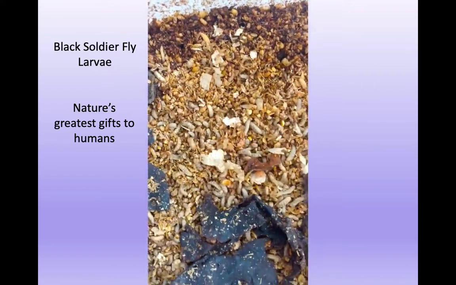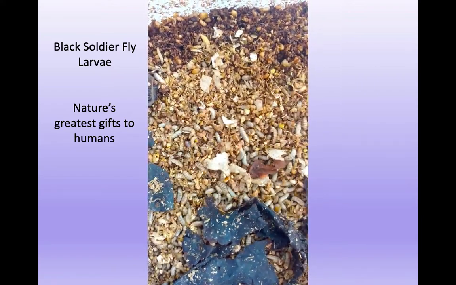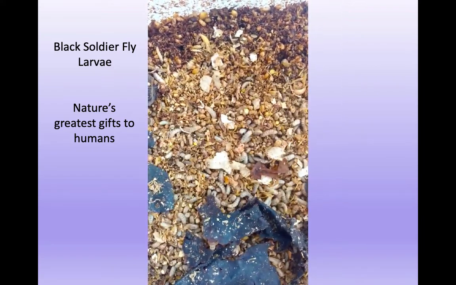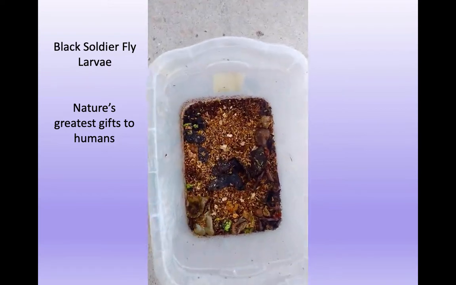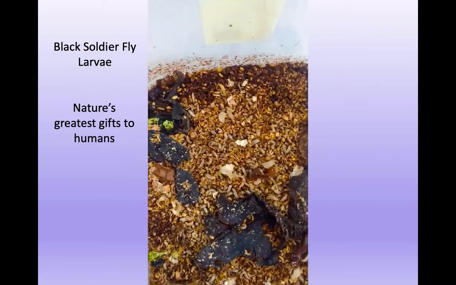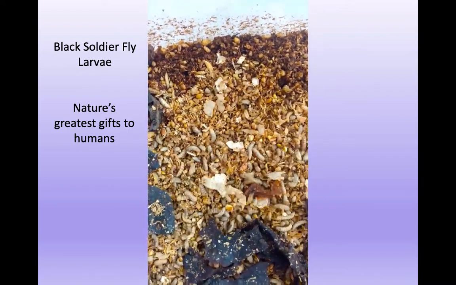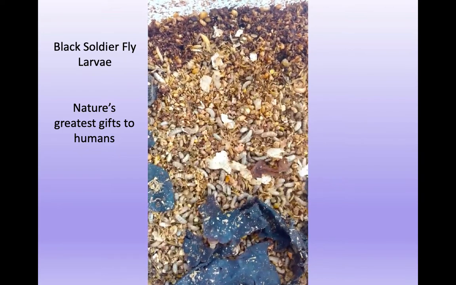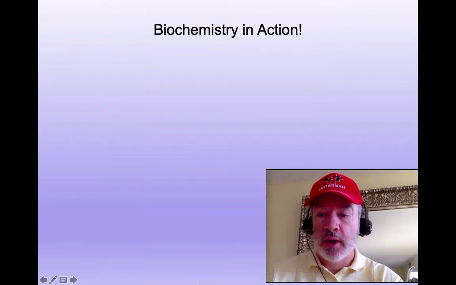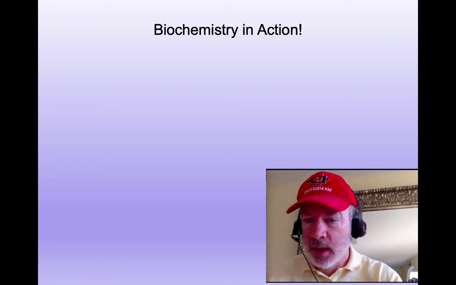I have an environmental science project in which students work with me to collect food waste. We feed it to the black soldier fly larvae, which then get fed to the chickens. The eggs produced by the chickens are distributed to people who live in food deserts in the San Diego region in order to provide them with a good source of protein and healthy nutrition. So there you have it, multiple examples of biochemistry in action.